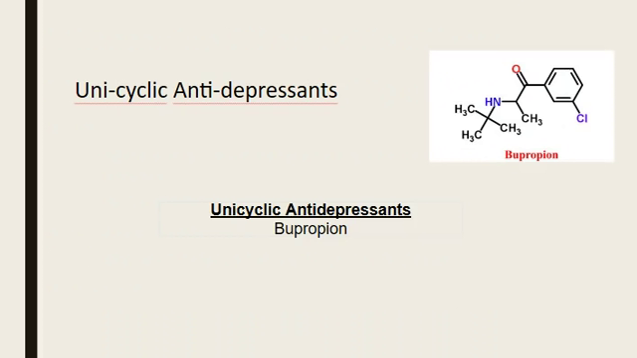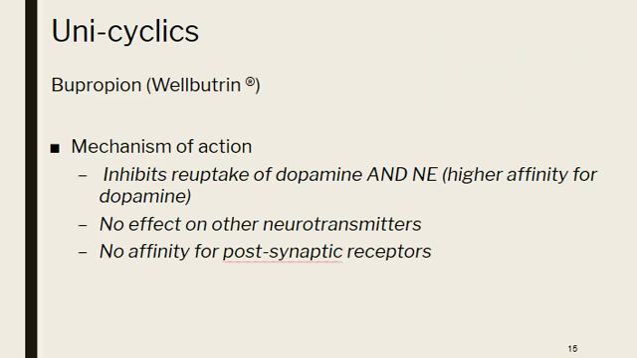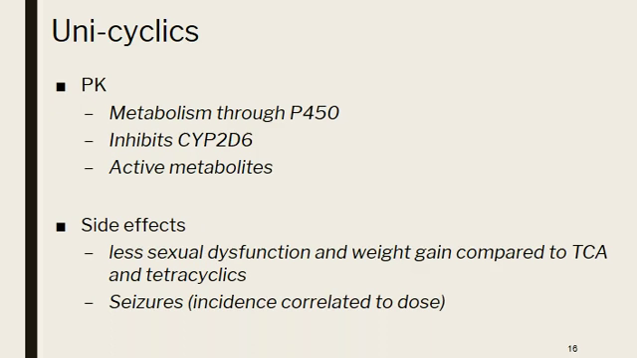With the unicyclic antidepressants, the prototype here is bupropion, also known as Wellbutrin by its brand name. And of course, Wellbutrin or bupropion inhibits reuptake of dopamine and norepinephrine, but it has a much higher affinity for dopamine. It doesn't really affect other neurotransmitters, and as far as we can tell, it doesn't have any affinity for postsynaptic receptors. From a kinetic standpoint, it's metabolized through the P450 enzyme system. It's one of the few drugs that can actually inhibit the CYP2D6 enzyme system.